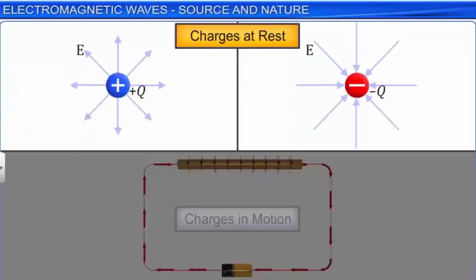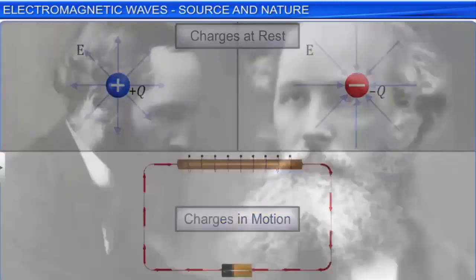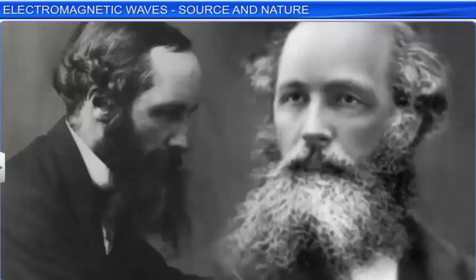In earlier lessons, we have learned that charges at rest produce an electrostatic field, and charges in a steady current carrying conductor produce a constant magnetic field around it. But Maxwell explained that accelerating charges produce both an electric field and a magnetic field that vary with respect to time.